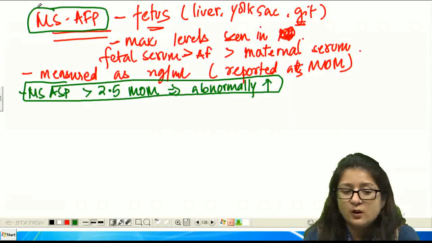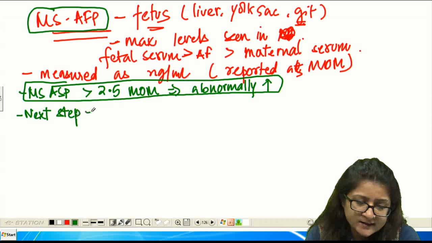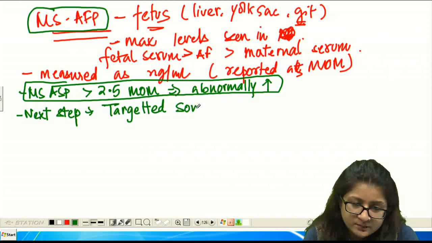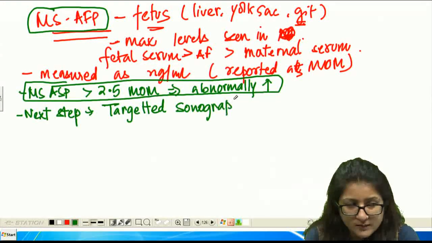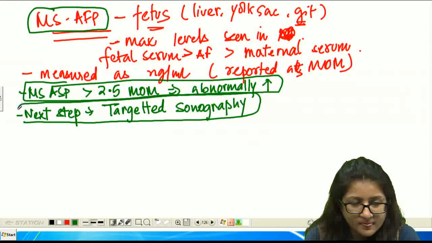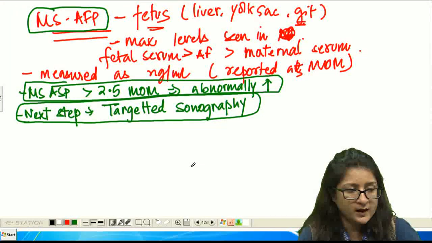If this is the situation, what should we always do? The next step in such a situation is a targeted sonography, because the most common cause among anomalies is neural tube defects.